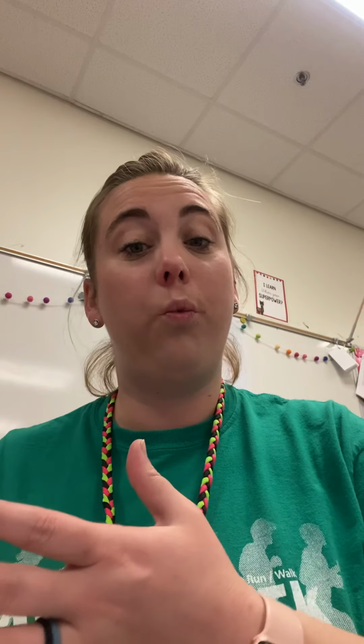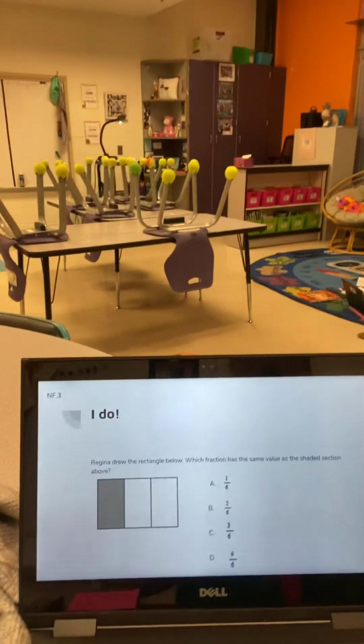Oh, we're back at equivalent fractions. Y'all, what does equivalent mean? What does equivalent mean? I'm giving y'all wait time in case you didn't know for you to answer. Equivalent means equal, which means that if I'm asking you what is equal, I'm asking you for the same value. Okay, so when we look at this slide, it's our first I do slide.